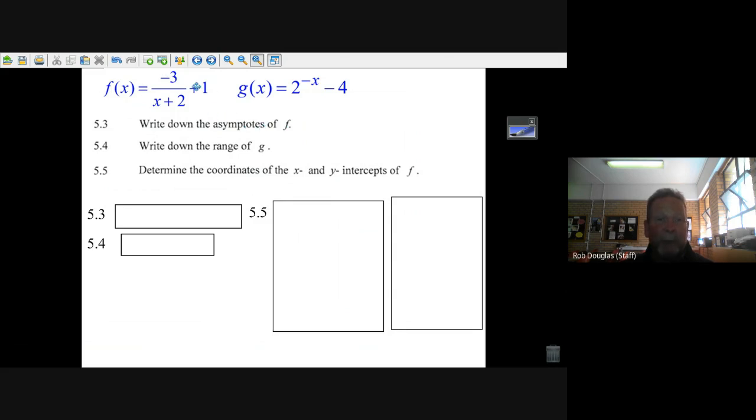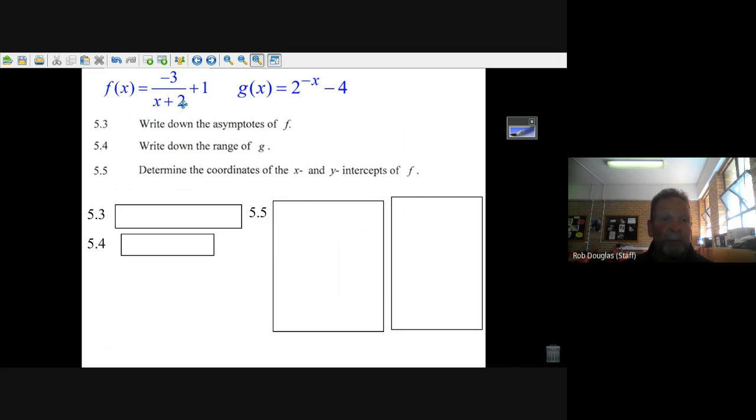Well, f is a hyperbola, and here are the asymptotes. The easiest one is y equals 1. That's called the horizontal asymptote, and we'll use it to sketch the graph of this hyperbola. The other one is x equals minus 2.